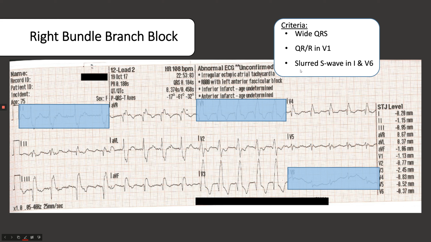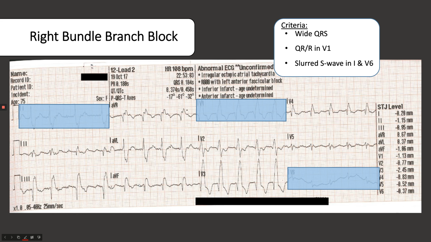I will note, don't be fooled by bunny ears in V1. Bunny ears is something that looks like this. It's kind of an R prime wave. You do see those frequently with right bundle branch blocks, but that's not a guarantee. So don't just say, oh, it's got bunny ears, we've got right bundle branch block. Be vigilant, okay? You can see this one doesn't have bunny ears, and it's a right bundle branch block. So just put that on your mind there.